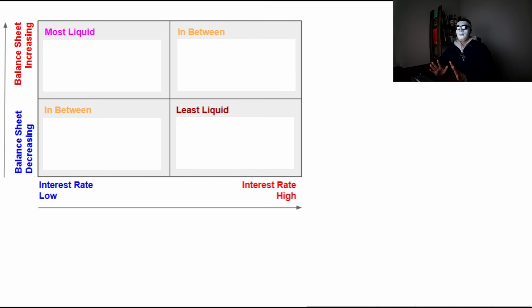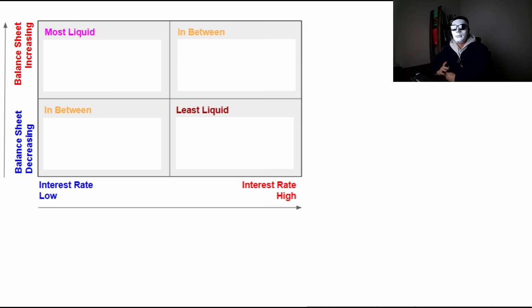Okay, I also explained that there are two major metrics which we need to monitor, with the first metric being the Federal Reserve interest rate and the second metric being the Federal Reserve balance sheet. Now, to recap this table, basically the Federal Reserve uses these two tools to control the liquidity in the market.